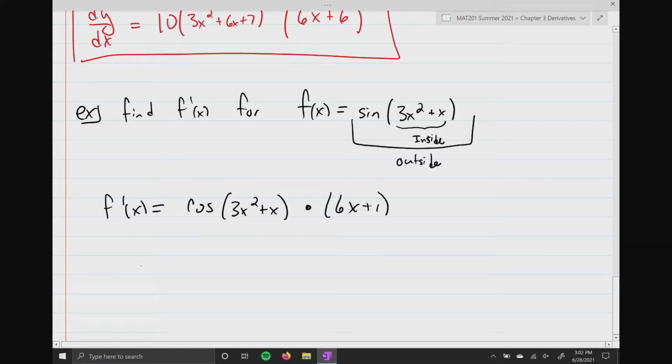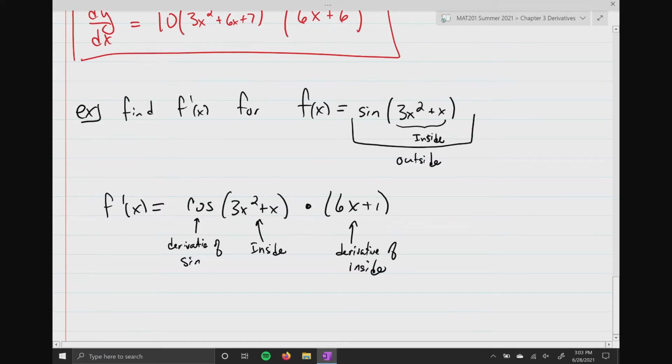Okay? So, if you think about it, like I said, there's my derivative of sine. This is the inside. And then the derivative of the inside. And every single problem, every single composition is done the same way. Let's try another one here.